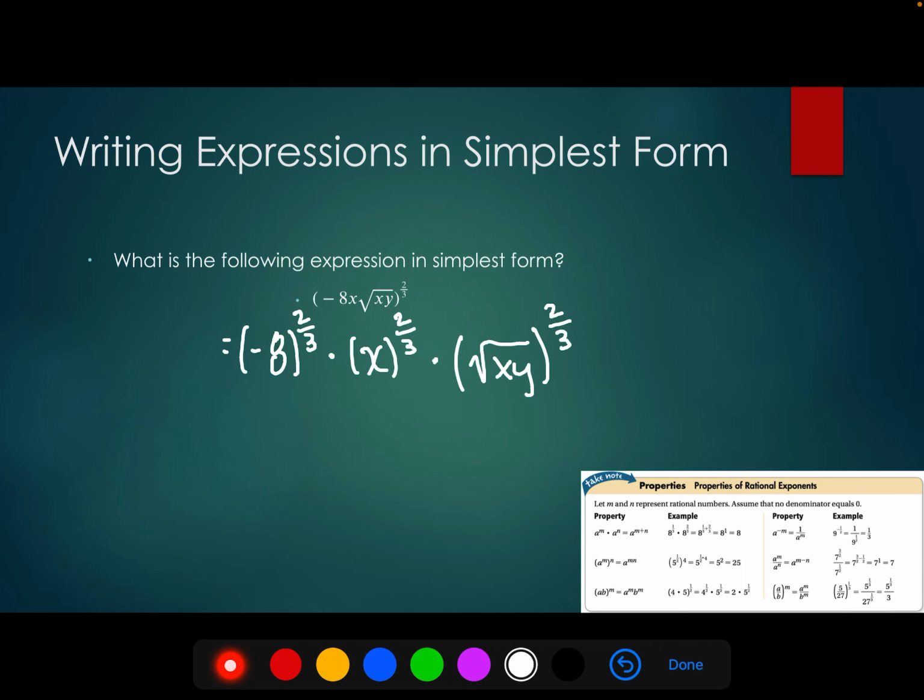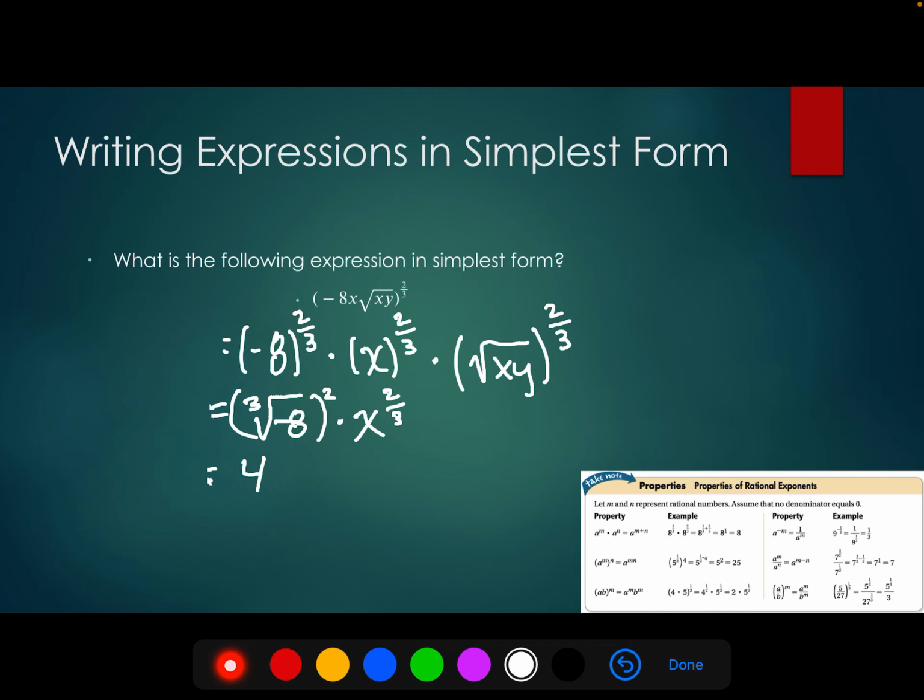Okay, so now let's go ahead and simplify even more. Negative 8 to the 2/3 power, well, that's the same thing as the cube root of negative 8, squared. If we simplify that, the cube root of negative 8 is negative 2, and then negative 2 squared is equal to 4. So this is equal to 4. We have times x to the 2/3 power, so we can't do anything with that. So it'll stay x to the 2/3 power. And now we have the square root of xy to the 2/3 power.